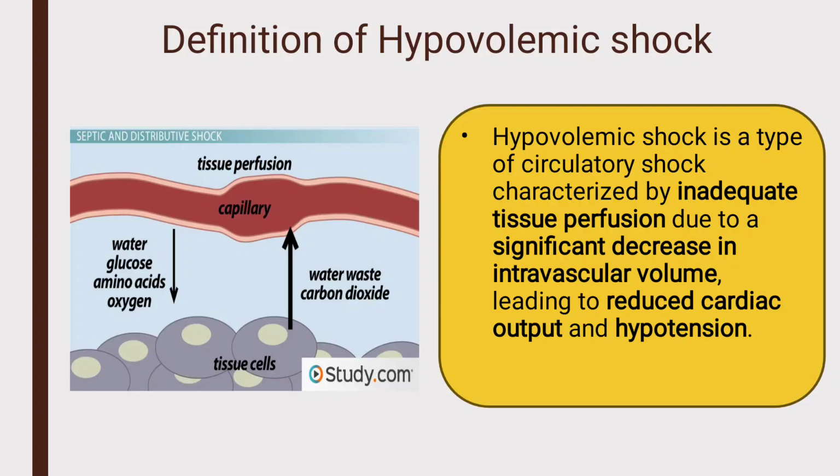So, there is a loss of blood volume, that is intravascular volume. We can see that blood carries the oxygen and nutrition to the peripheral tissue. So if there is less perfusion or less blood to the peripheral tissue, the supply of nutrients and oxygen will be inadequate. So inadequate tissue perfusion due to significant decrease in intravascular volume will lead to reduced cardiac output, hypotension, less availability of oxygen and hypoxia.